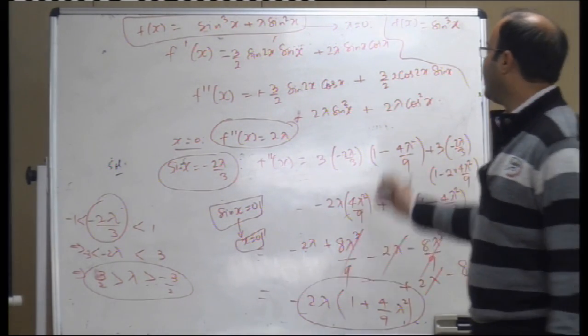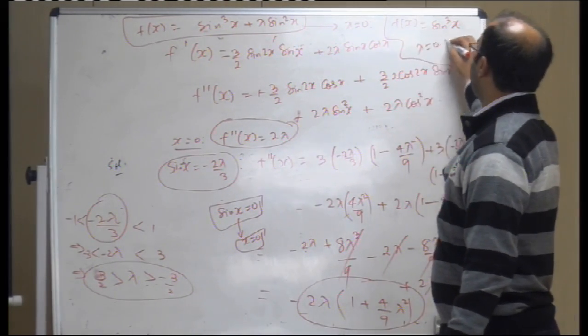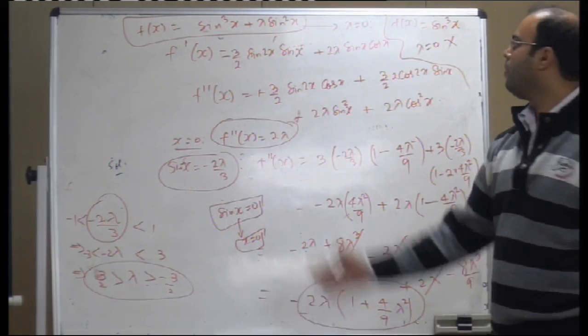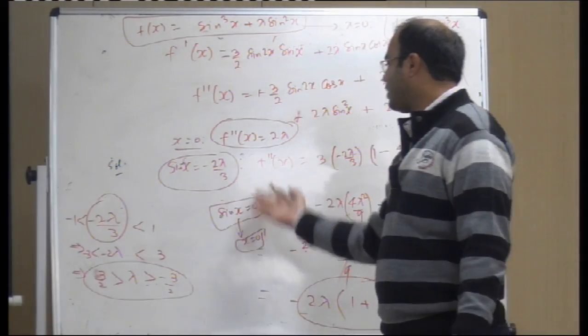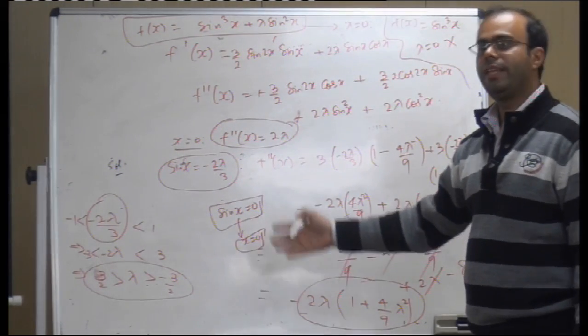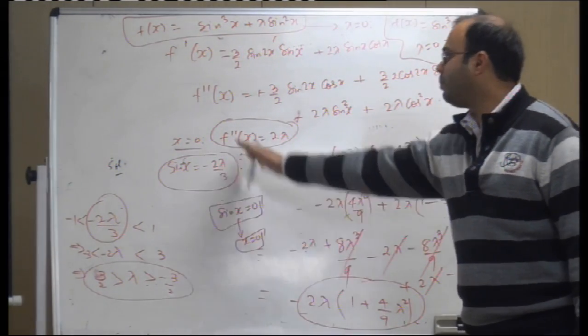So we say that lambda equal to 0 we cannot include. I hope it is clear to everyone. We don't have to go for plotting the function. It is clear from here. When sin x equal to 0, then x will be 0, and that is the same case as the other one.